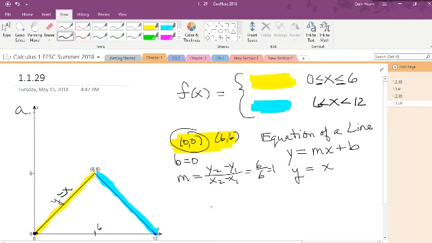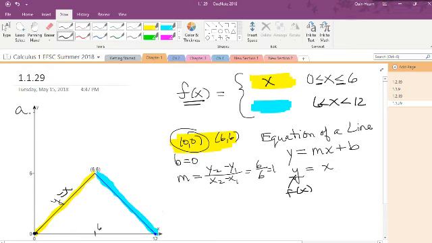Or anything you want me to repeat, just type it into the chat bar and I'll be sure to do that. All right, so if that's the equation of this line, then that means that our function f of x, remember y is f of x, so our function f of x is equal to x on that interval, which makes sense, right? Because if x is 0, we plug in and we get 0 for y. If x is 6, we get 6 for y.